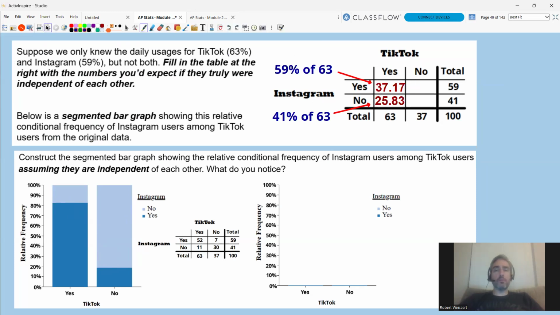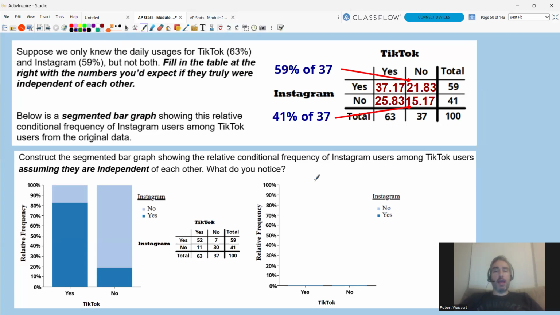Well, we'd want to take the total percentage, 59% of 63, and get these numbers. Now, these are decimals. I'm not going to round or anything, but that would give you 37.17, and 41% of 63 is 25.83. You do the same thing for the non-TikTok users. You do 59% of 37 and 41% of 37.